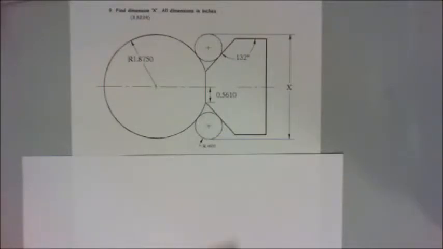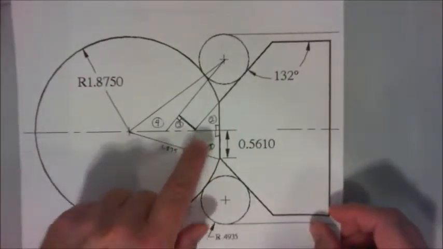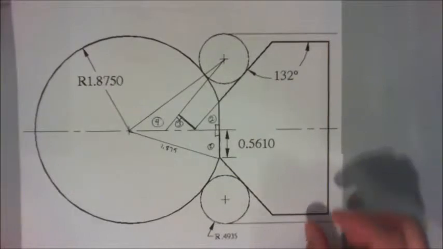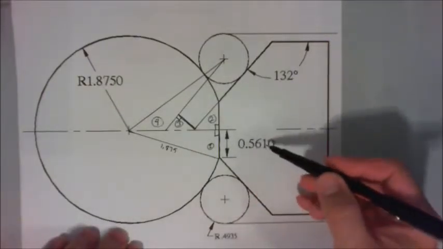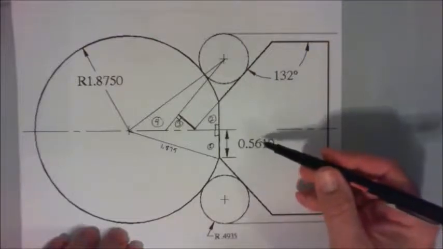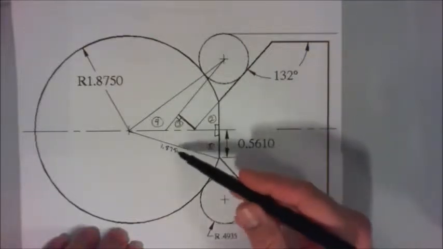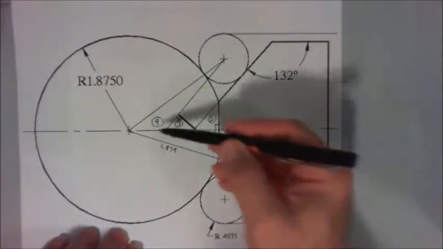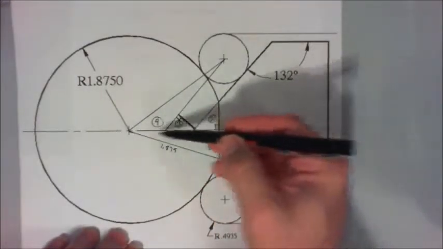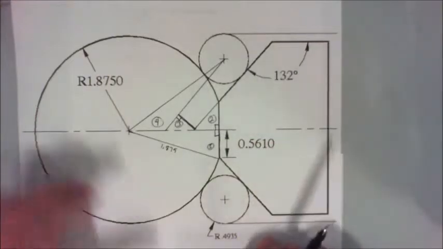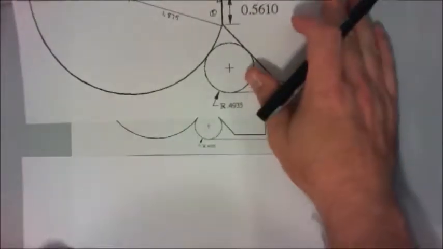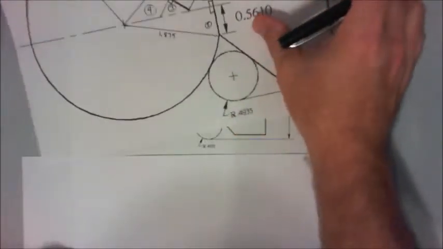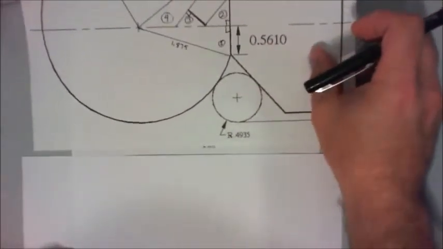Okay, we are going to solve for triangle 1. What we have here is a base of 0.561 and a hypotenuse of 1.875. What we want to find is this length from here to here. Push that up a bit further. Keep it in camera's view still.